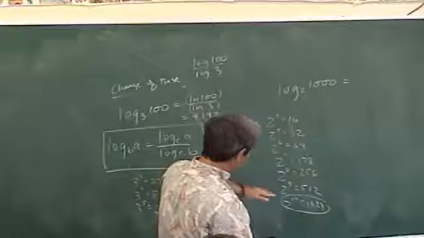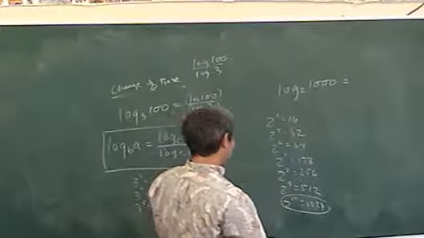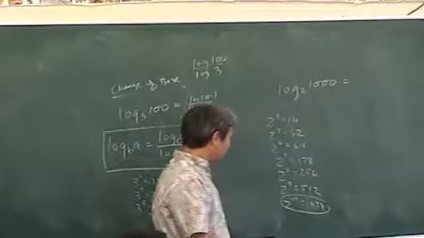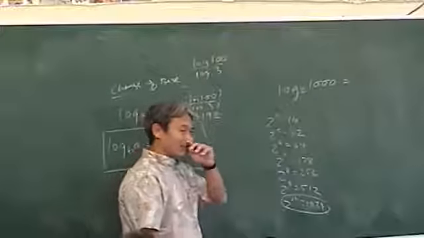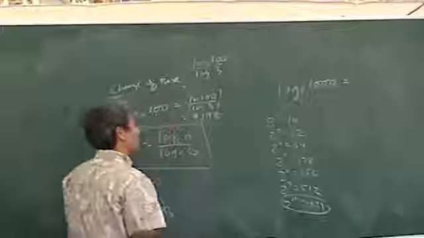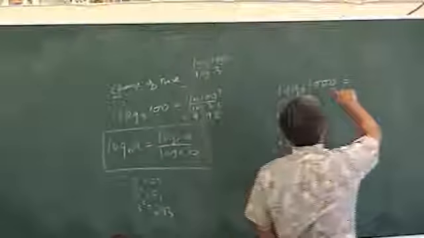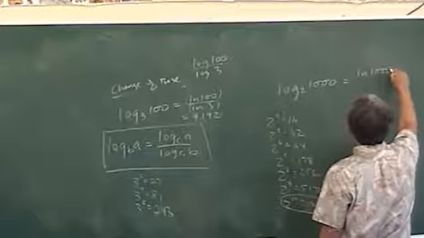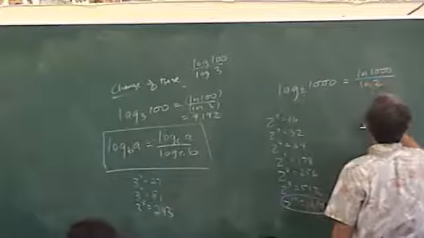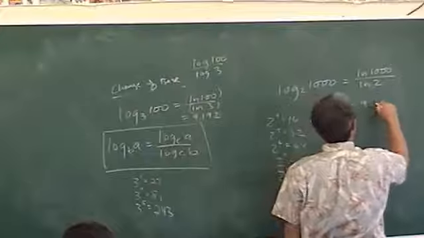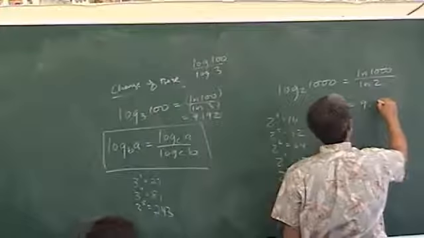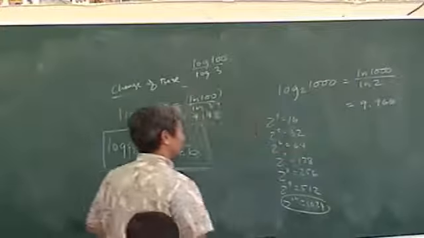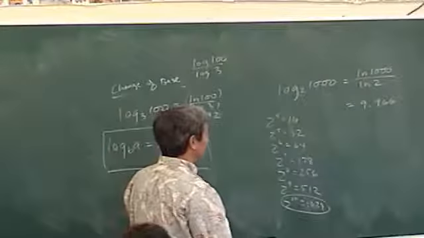9.8. Is it closer to 10 or closer to 9? It's closer to 10, because 1,000 is closer to 1024 than to 512, right? So 9.8, that would be a good guess. Okay, now do that on your calculator. So you have to change the base. This is the same thing as natural log of 1,000 over natural log of 2. 9.9. Give me 3 places. 9.966. So 9.8 wasn't good enough. I was going to go with 9.9, but I didn't want to get overly excited.